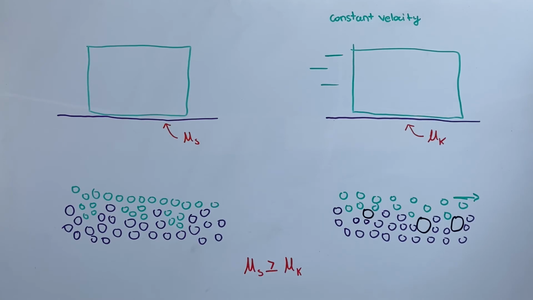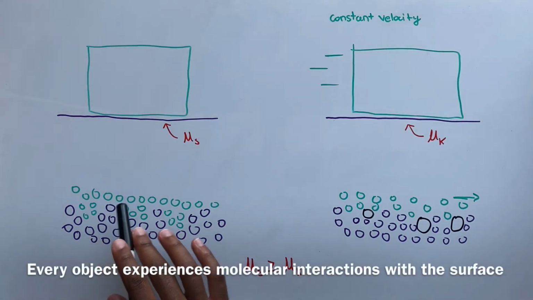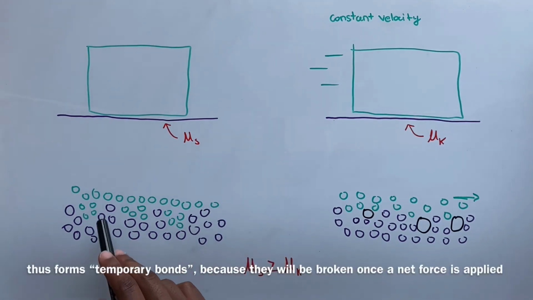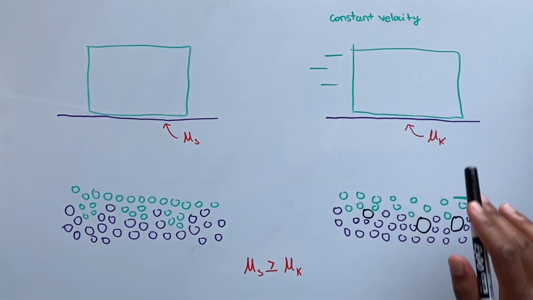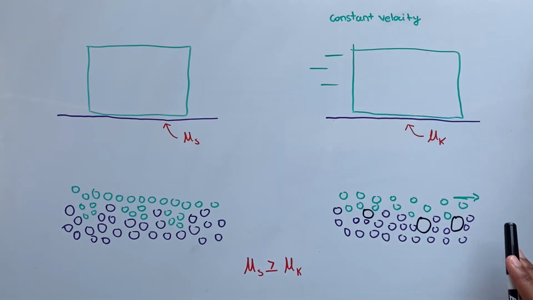So in conclusion, we see that our stationary box has to overcome both the temporary bonds and these molecules that settled in these grooves in order for the object to accelerate, while the already moving box only has to overcome the temporary bonds. So this is a general idea of why the static friction has a greater coefficient than the kinetic friction.